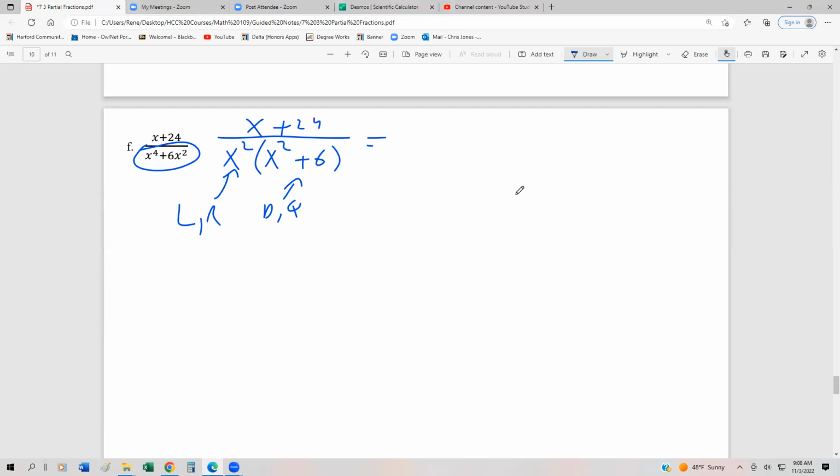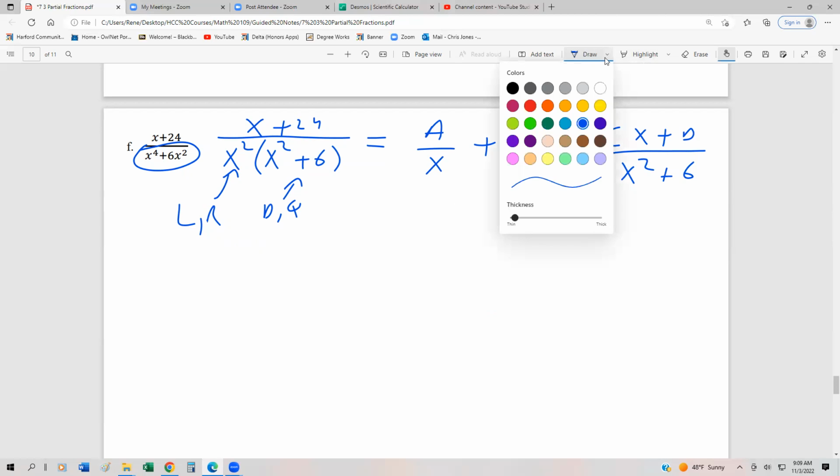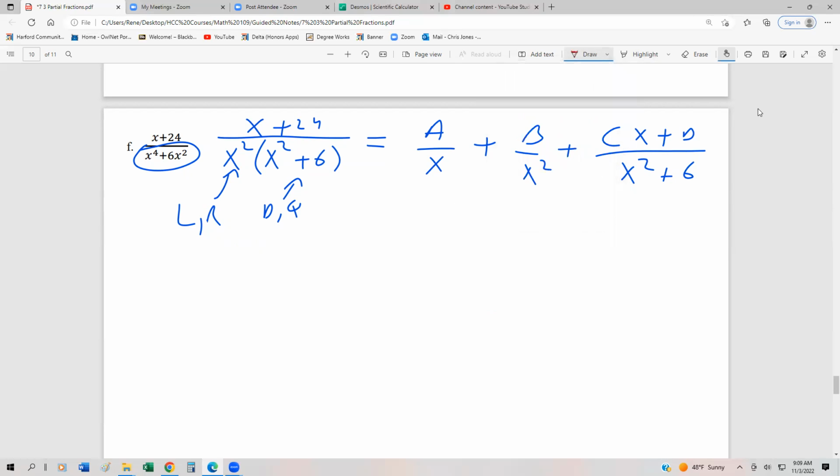So if I set this up for decomposition, I'm going to have A over x, B over x squared, and then Cx plus D divided by x squared plus 6, because that's a quadratic factor. Now I'm going to multiply everything by x squared times (x squared plus 6). All right, so a little bit painful. But what's the saying? If it doesn't kill you, it makes you stronger.